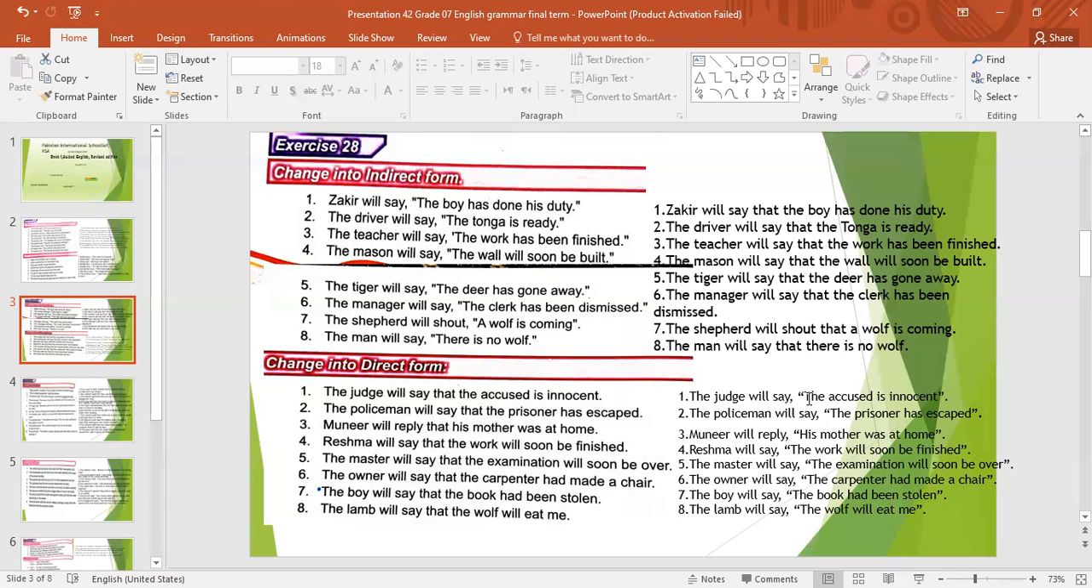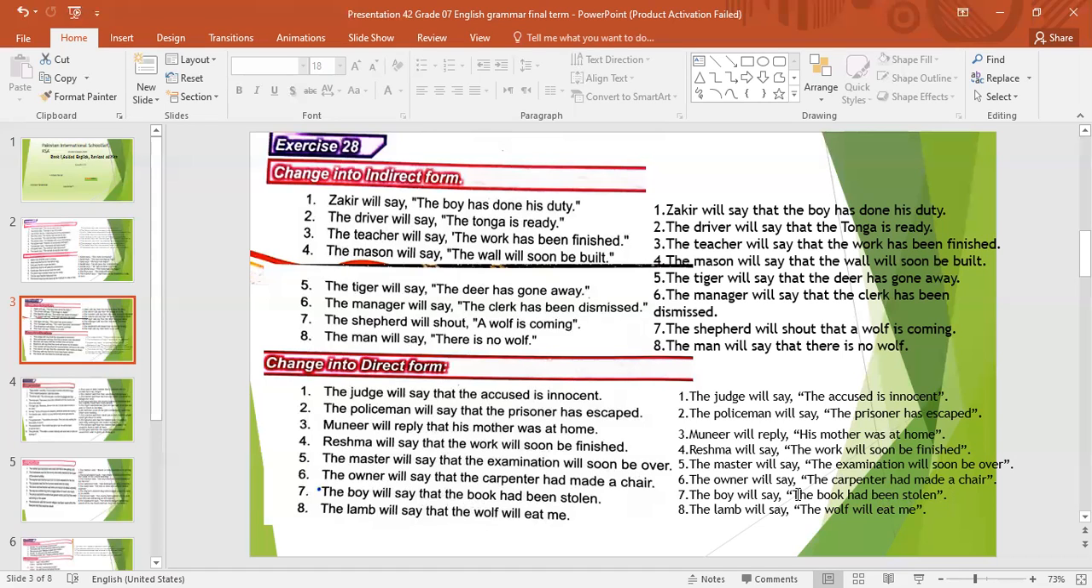Dear students, here in the inverted commas, the first letter of the first word will be in capital, okay? Just like you can see here. Number seven, the boy will say that the book had been stolen. This is indirect speech, dear students, because there is a conjunction here and not inverted commas. Here, the boy will say, comma, then double inverted commas, the book had been stolen, then double inverted commas and full stop.